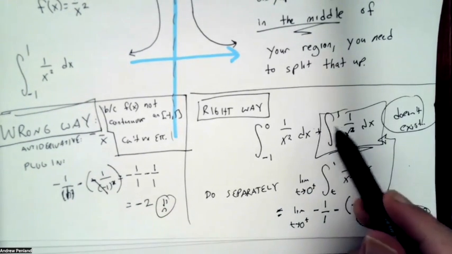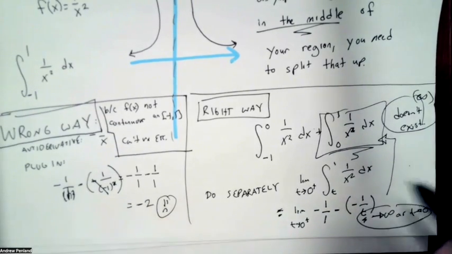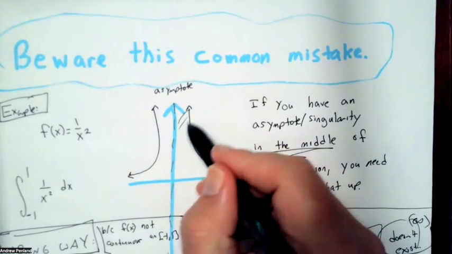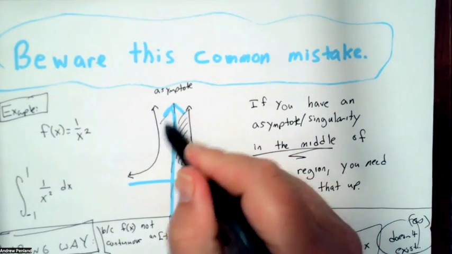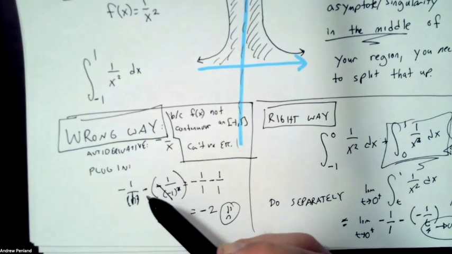So if this part of it doesn't exist or is infinite, then the whole thing can't exist because just this area by itself is infinite. So beware the mistake of using the fundamental theorem of calculus in a situation where it doesn't apply.